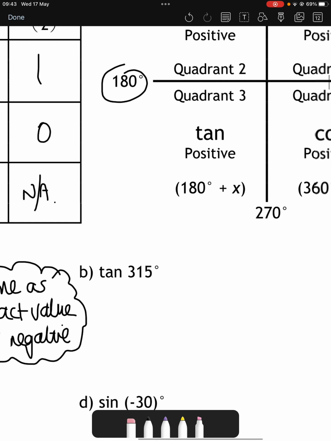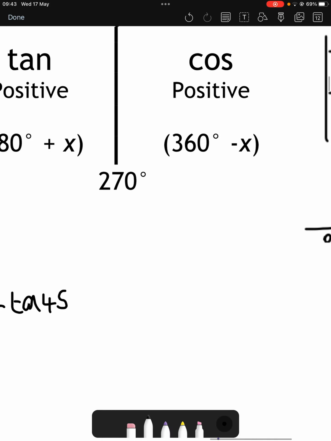Okay, tan of 315. Now this one's obvious, it must be 45. It's the only one that ends in a 5. So our question is: is this the same as tan of 45, or negative tan of 45? That is what you need to know. We're going to draw a graph. The tan graph I know is not the easiest to draw, but it's just basically figuring out, is it positive or negative? So draw your 180 first, which is there.